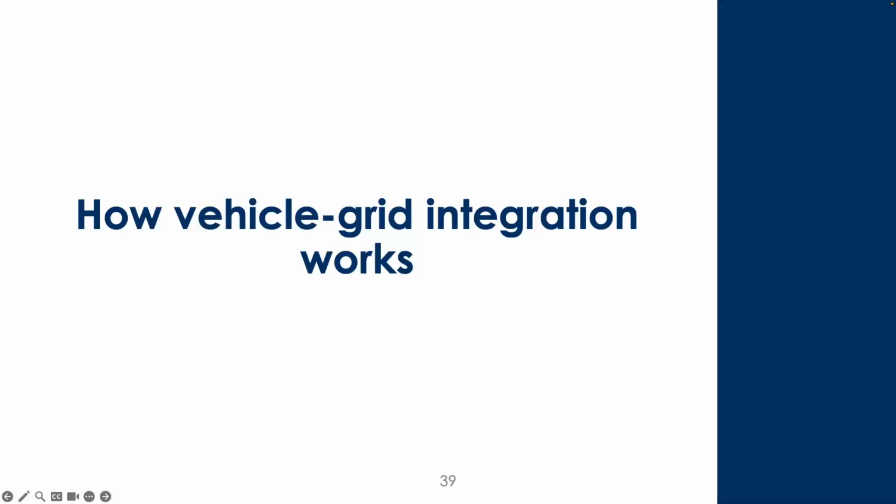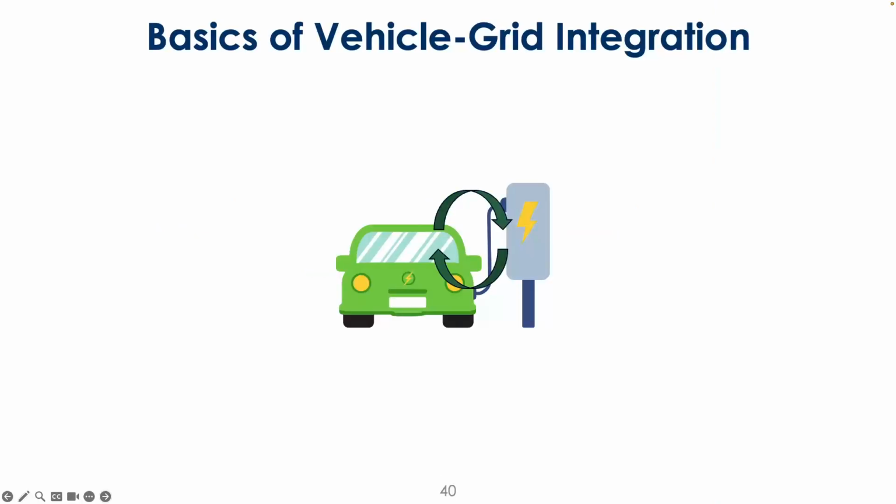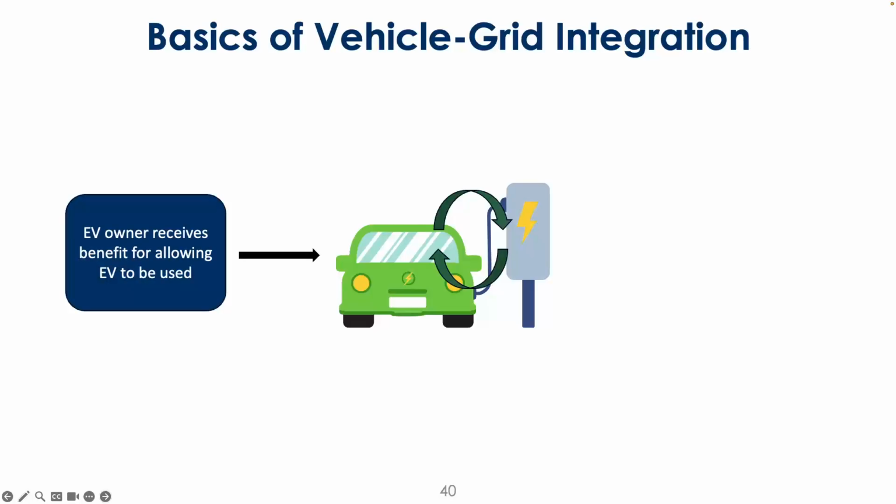Okay, so let's talk a little bit about how this works. So we have our normal setup. We have a car and a charger, right? So car comes in and it plugs in and charges up. And you have to receive some benefit for allowing your electric vehicle to be used. It is a nice thing, right? Think about if the 20 hours plus that you don't use your car, that you could actually get paid for it, right? That'd be a nice little benefit.